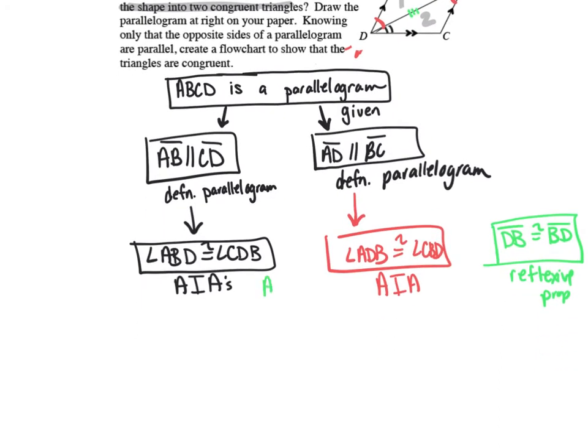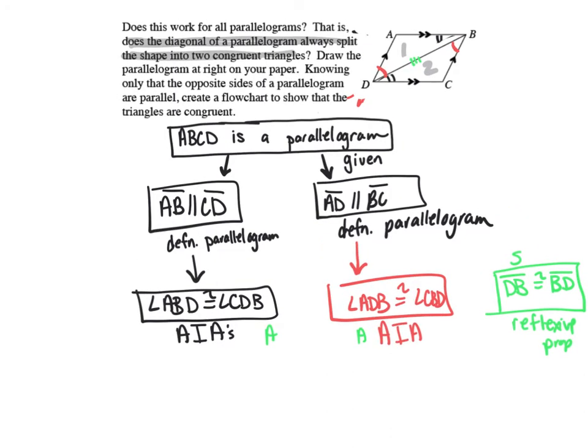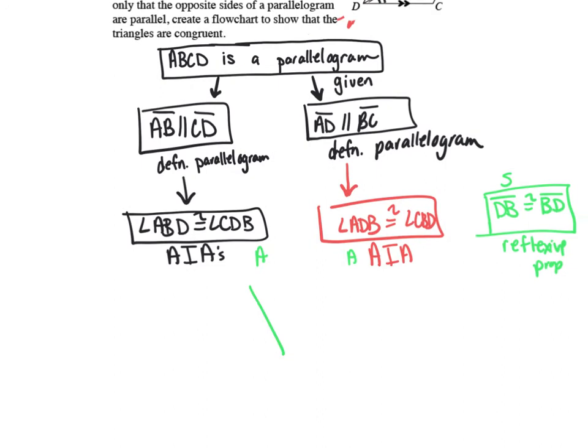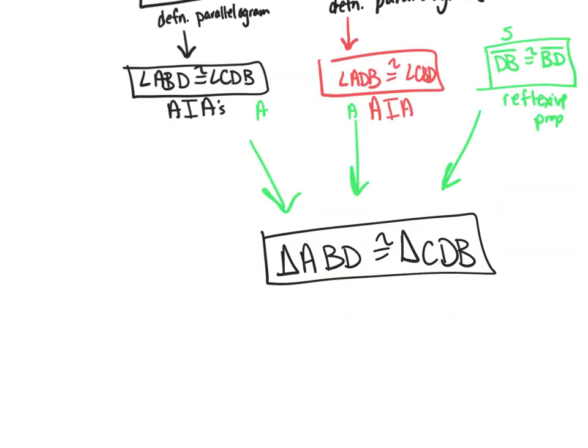I have my angle, an angle, and a side. Looking at my picture, my side is between those two angles. So I'm able to take those and prove that triangle ABD is congruent to triangle CDB. And that reason, again, is angle-side-angle congruence.